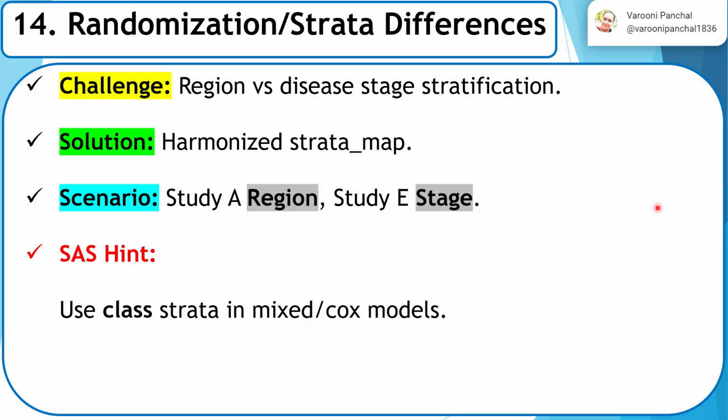So what is it that you can do? You need to harmonize it to one strata map. So either we will use region as a factor in the ISS and ISE study, or we will use stage, depending on the availability of data. Now again remember one thing, it's not necessary that you will have the same strata across all studies. In some studies the strata will be completely absent, you will not have that strata.